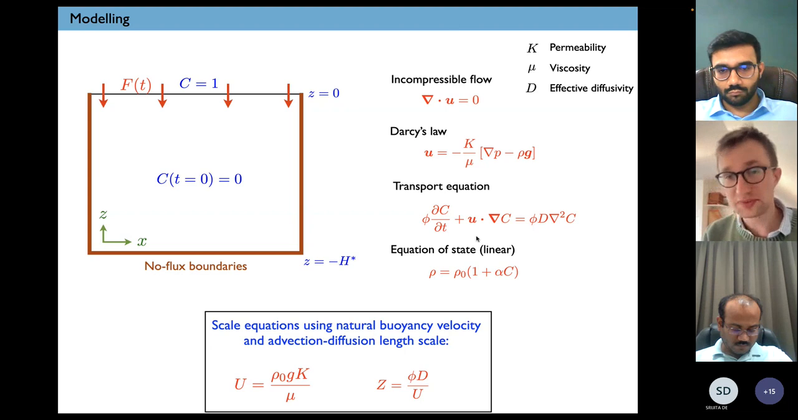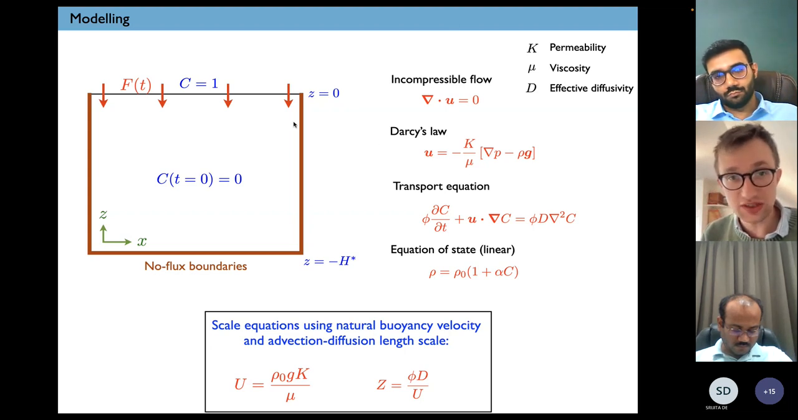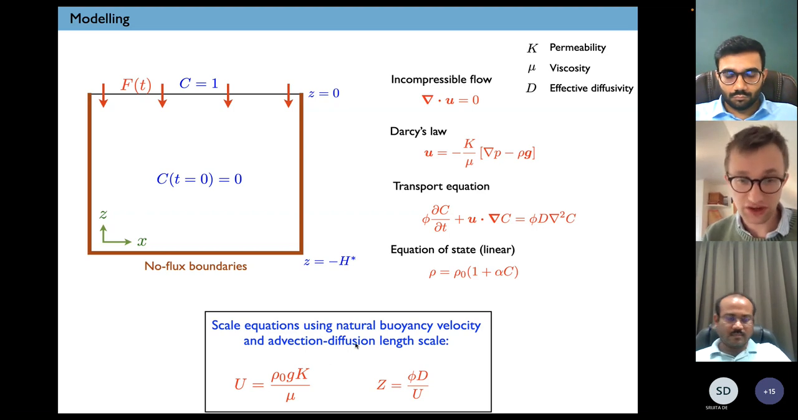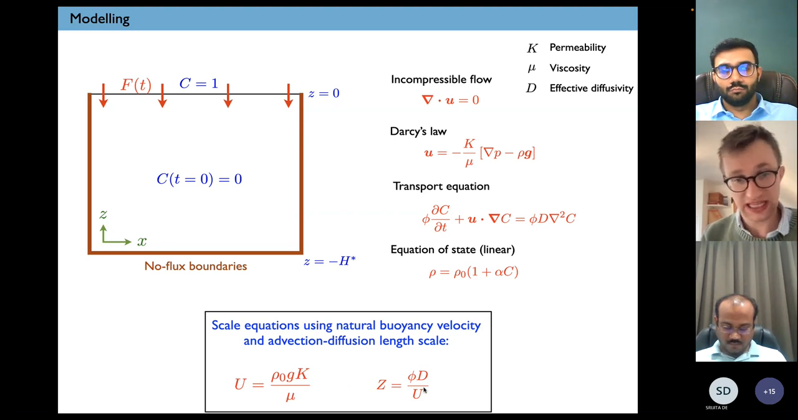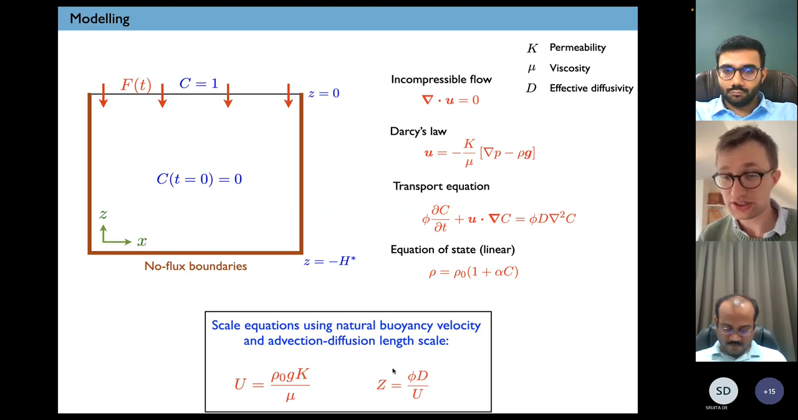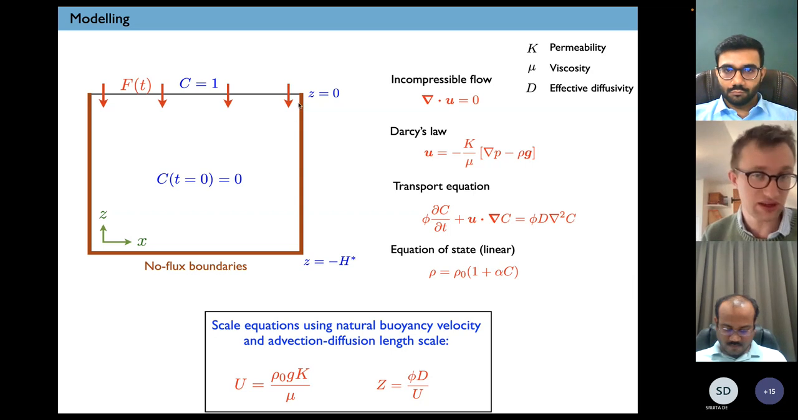And you can simplify this problem by non-dimensionalizing. And in fact, there's a nice way of non-dimensionalizing this if you choose sensible scales. There's a natural buoyancy scale for the problem, which just comes out of looking at a balance in Darcy's law. And then there's a natural advection-diffusion length scale, which comes out of looking at the transport equation. And if you use that to non-dimensionalize your length instead of what you might think of, which the most natural scale you could think of would be the imposed height of the domain, H star.